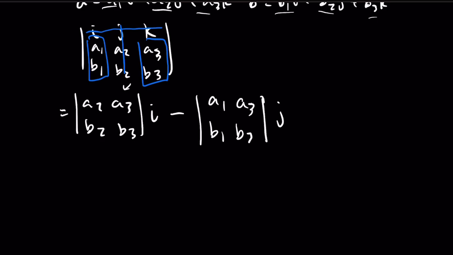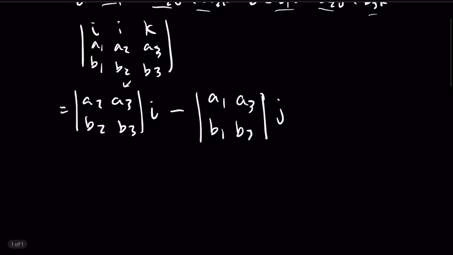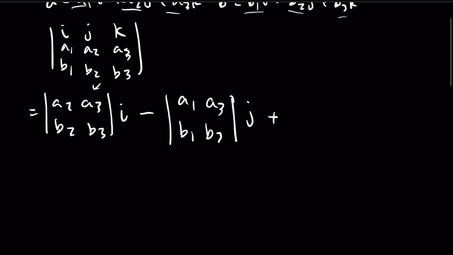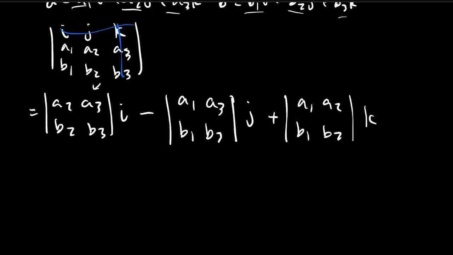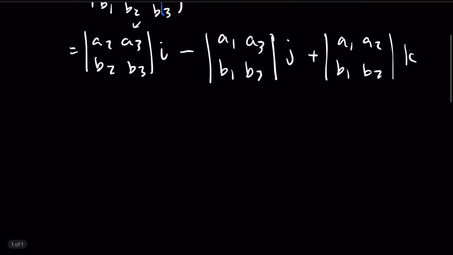And then finally, we've got to do the same thing for k. So plus, we cross out the column for k and we take the numbers and form a 2 by 2 matrix: a1, b1, a2, b2, k. And the way to find the determinant of a 2 by 2 matrix is to take the product of this diagonal and subtract it by the product of this diagonal.